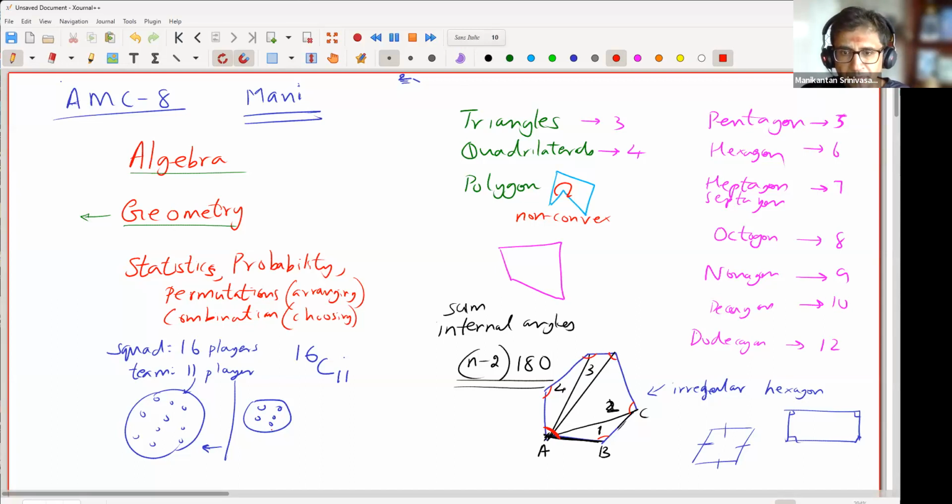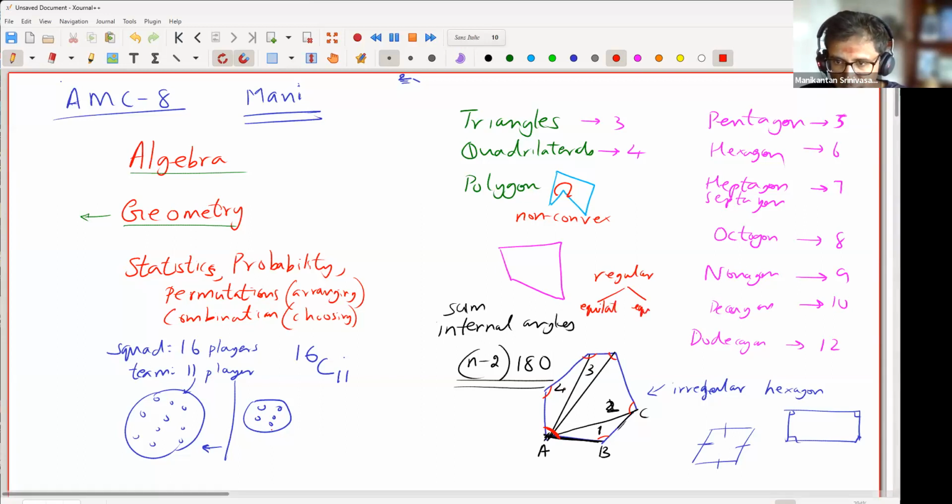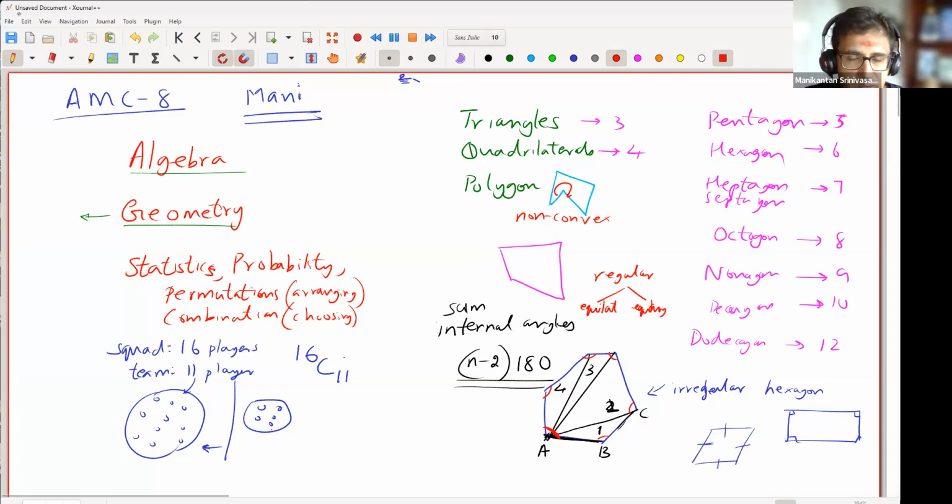Okay. Now, if it happens to be an equiangular polygon, or even a regular polygon. A regular polygon means it's both equilateral and equiangular. So regular would mean both equilateral and equiangular. If it satisfies both, it's called regular. Sorry, I'm writing here.